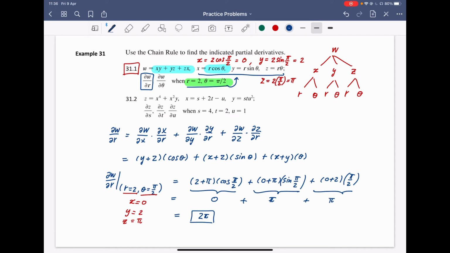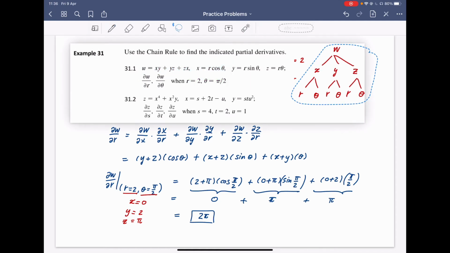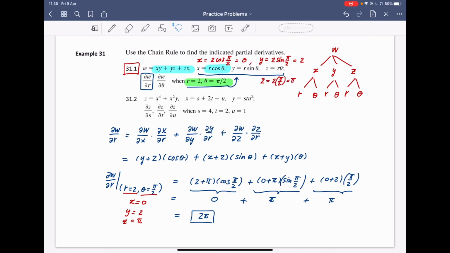All right, let's move to the next one, which is differentiate W with respect to theta. I'm going to use the same diagram here, but I'm going to just copy it to the next page.